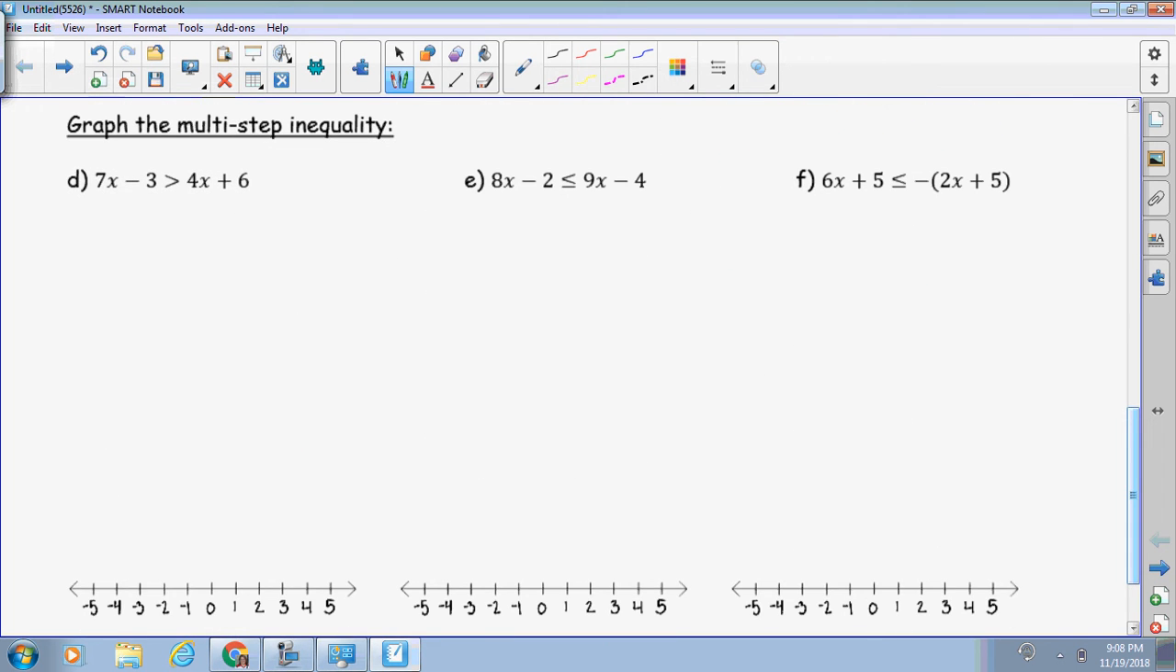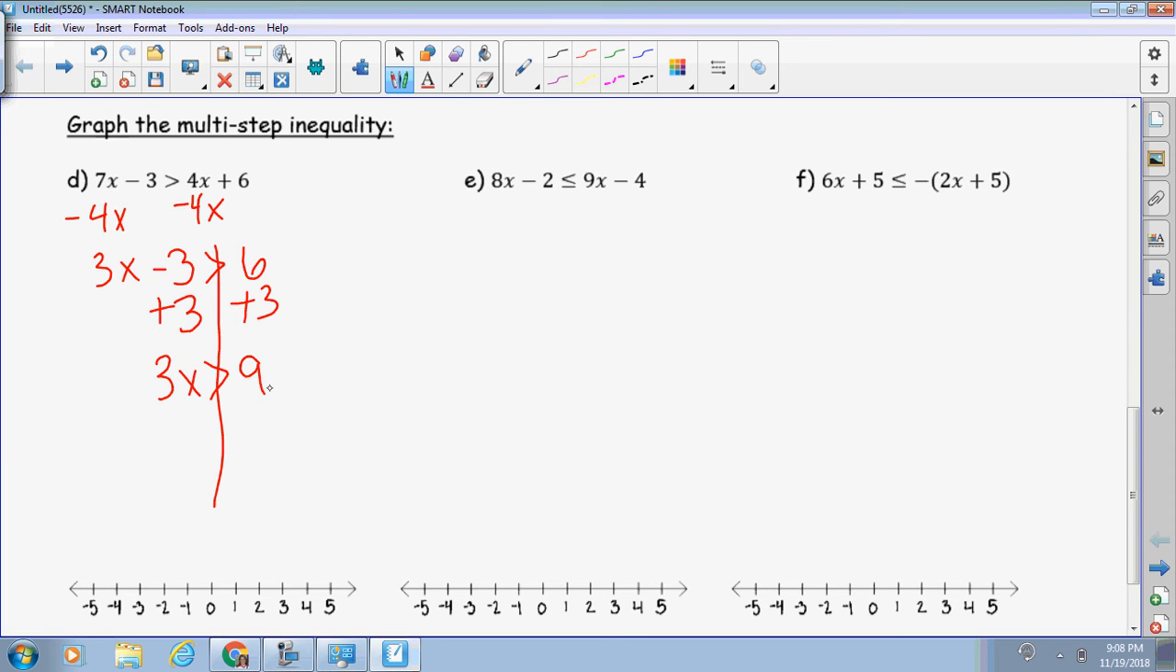So now we're going to solve them and we're going to graph them. So I'm going to want my x's all on the same side. So again, I'm going to subtract 4x. If that was negative 4x originally, remember you would add it. So I get 3x minus 3 is greater than 6. How do I get rid of the minus 3? I'm going to add it. 3x is greater than 9. Divide by 3. Don't have to flip anything. x is greater than 3.